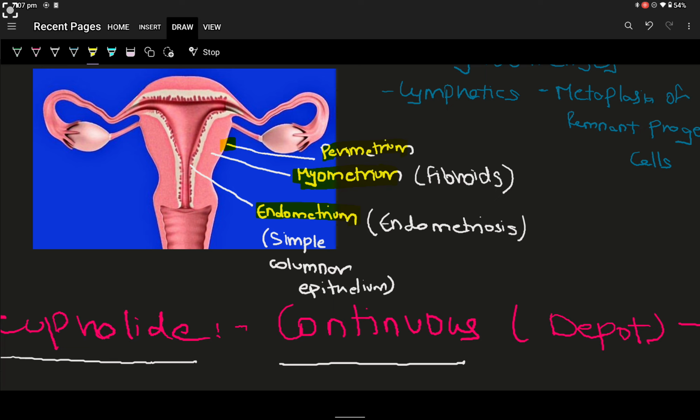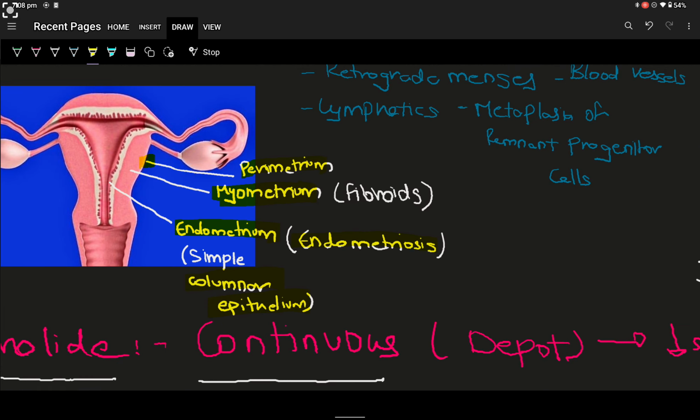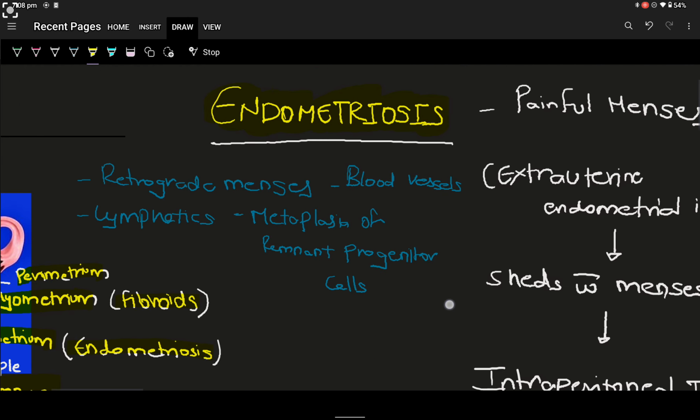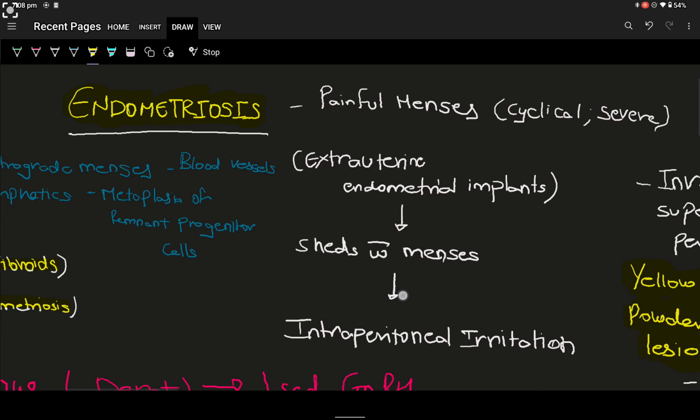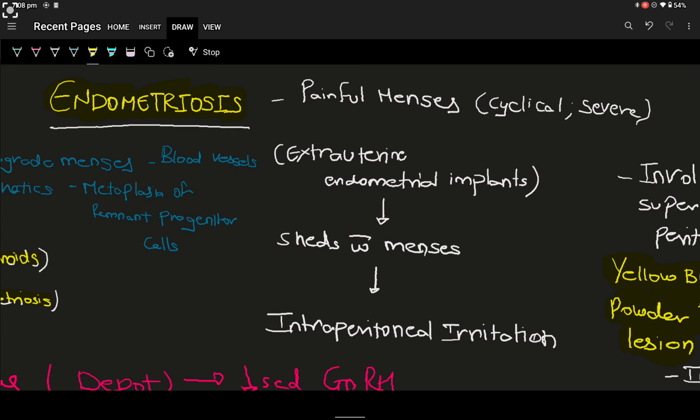The endometrium is made up of simple columnar epithelium, and it is the layer in which we tend to find the pathology, that is endometriosis, whereas in the myometrium we tend to find the pathology known as fibroids. So endometriosis is painful menses which is cyclical and severe in nature. It is usually due to extrauterine endometrial implants, that is, outside of the uterus.